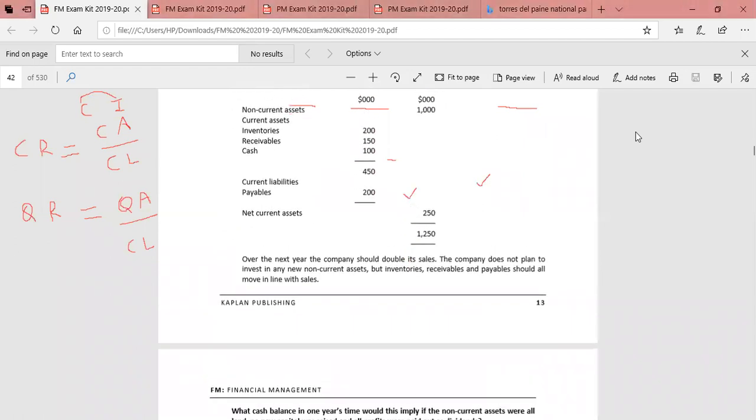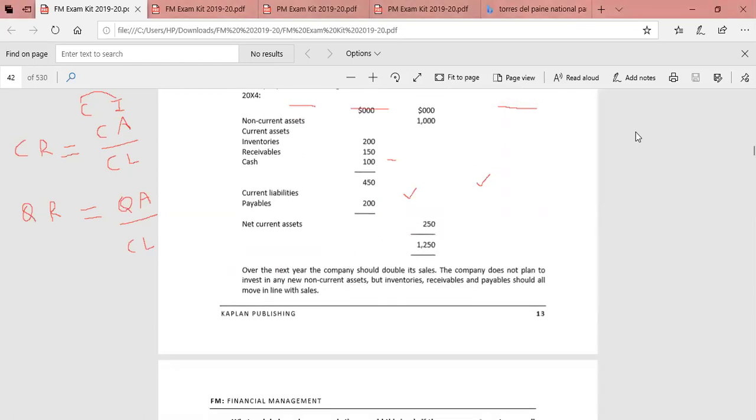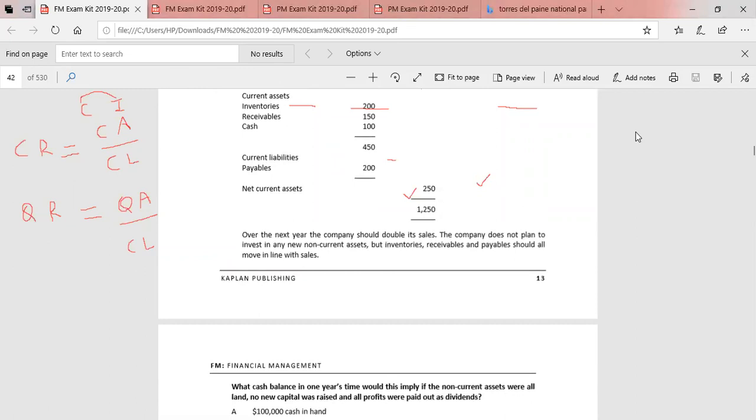So there's a balance sheet given. A company has the following summarized statement of financial position as at 31st December 20x4. There are non-current assets. Then we have current assets, under that we have inventory, receivables, and cash. Current liabilities and net current assets. The net current assets are current assets minus current liabilities. Net current assets are also called net working capital.